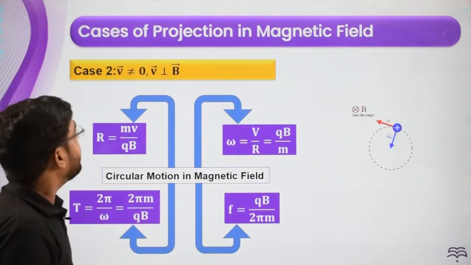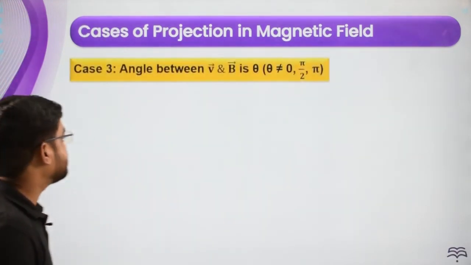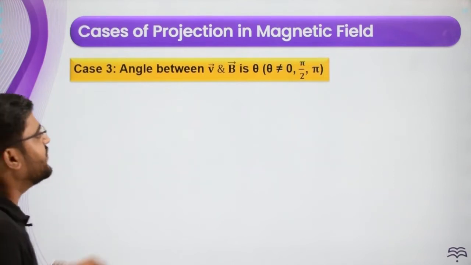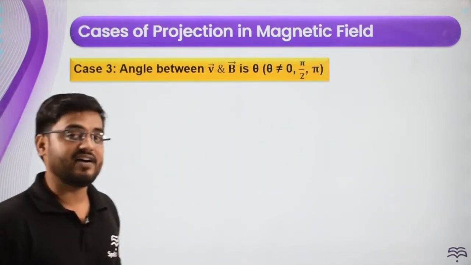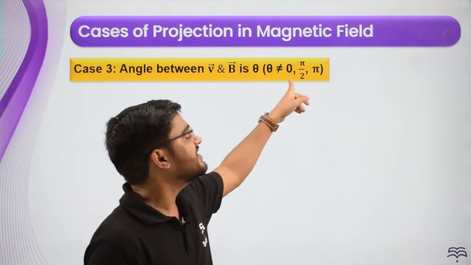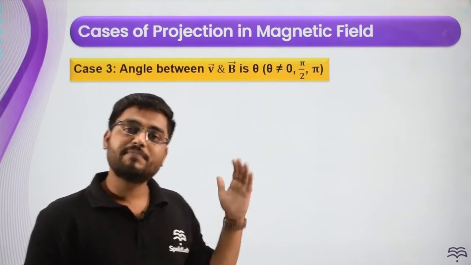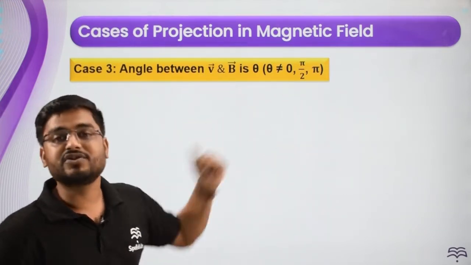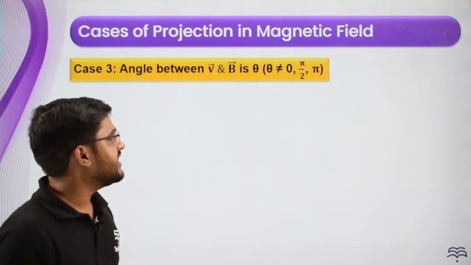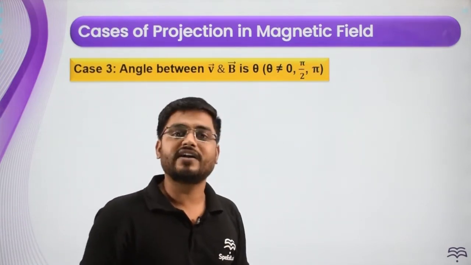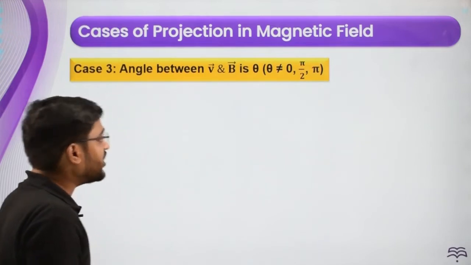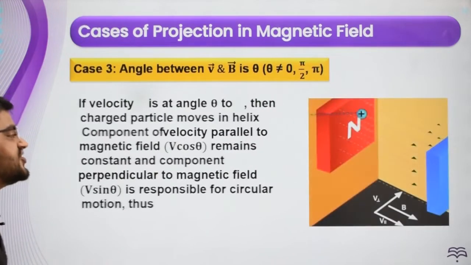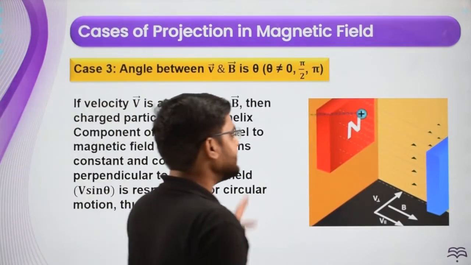Now, next, case number 3: the angle between v vector and b vector is theta. But this theta is neither 0 nor pi, meaning the v is not parallel to b. 0 and pi are cancelled, and theta is also not pi by 2, so the v is also not perpendicular to b vector. In such a case, what will happen? Let us just discuss here.